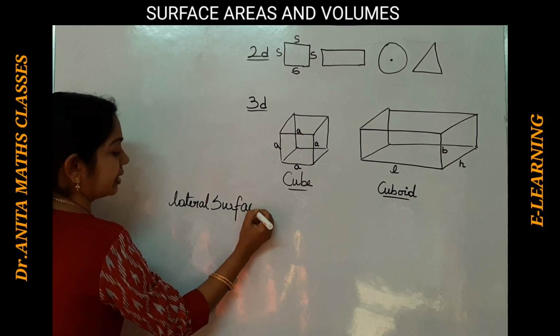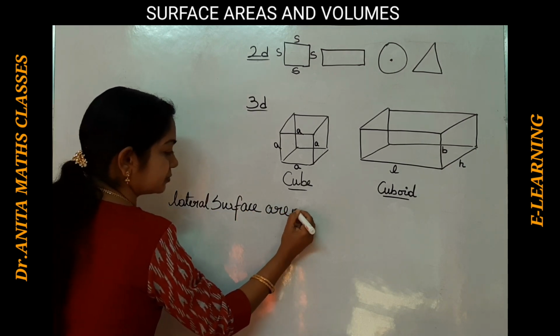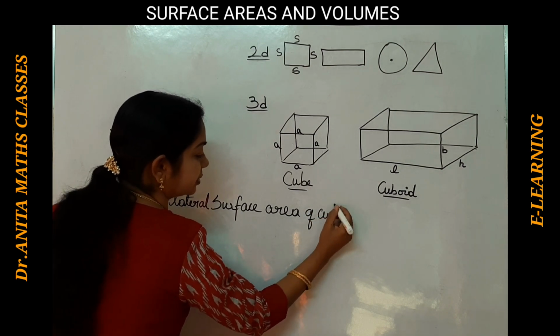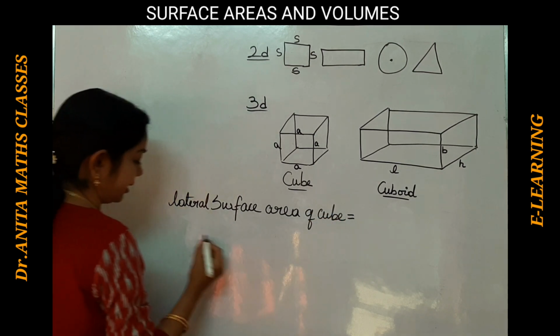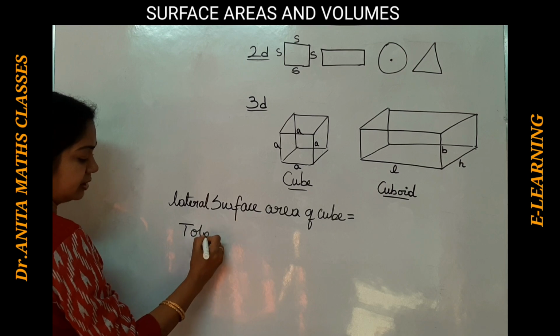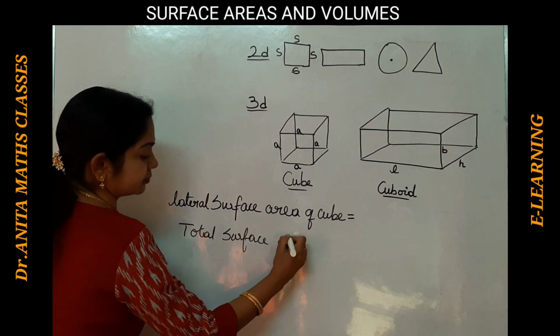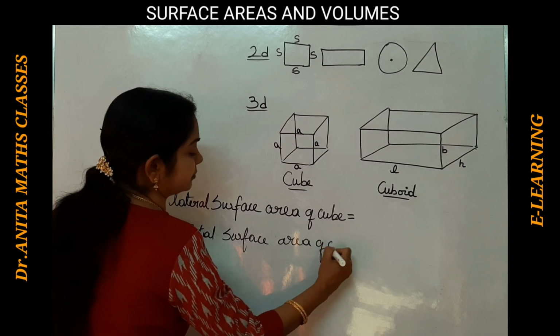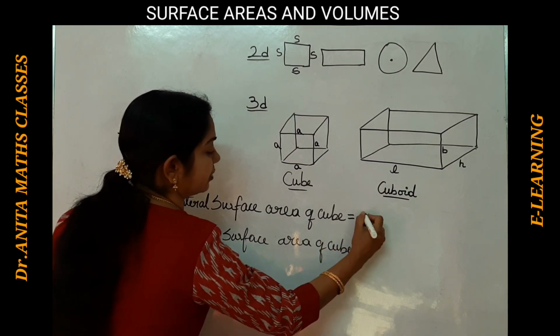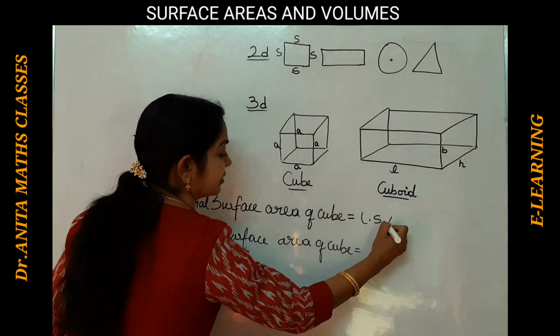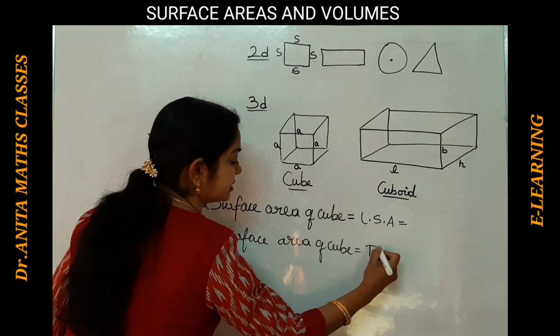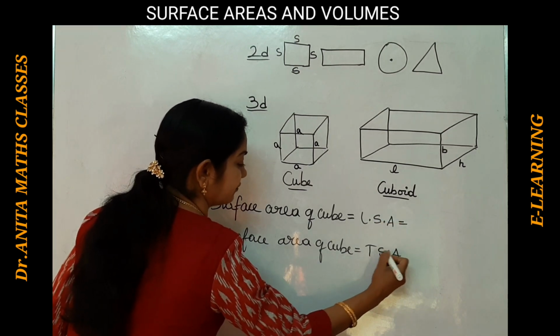So here, lateral surface area of cube and total surface area of cube. So in short, we call it LSA, lateral surface area. We can abbreviate it like this, TSA, total surface area.